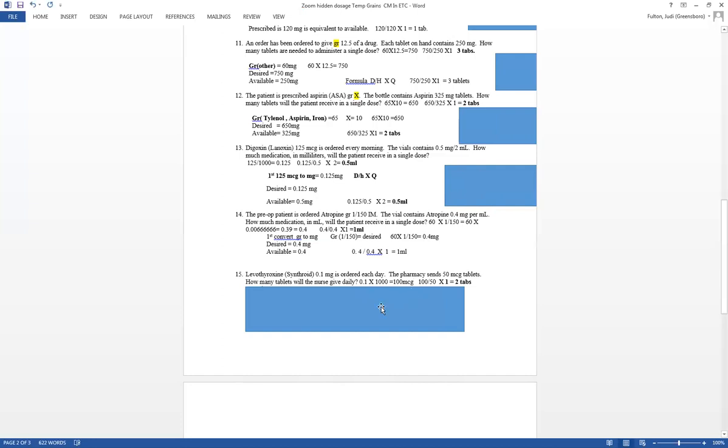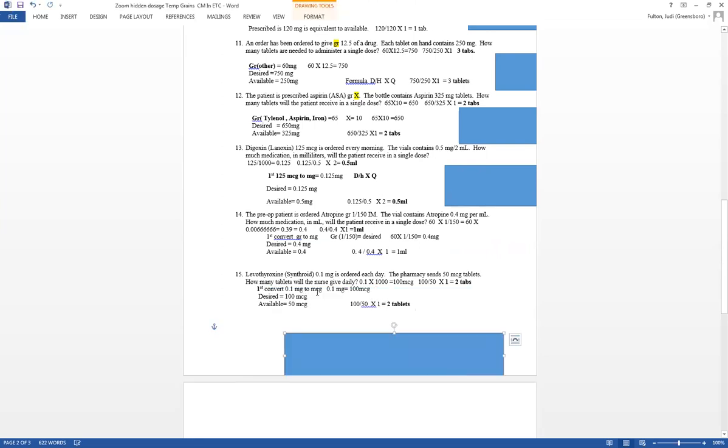So when we look here, first was to convert the 0.1 milligrams to micrograms. So 0.1 milligrams equals 100 micrograms. Our desired is 100 micrograms. Available is 50 micrograms. So 100 over 50 times 1, because that's the quantity, is 2 tablets. So that is pretty much it, guys. That is how it works.